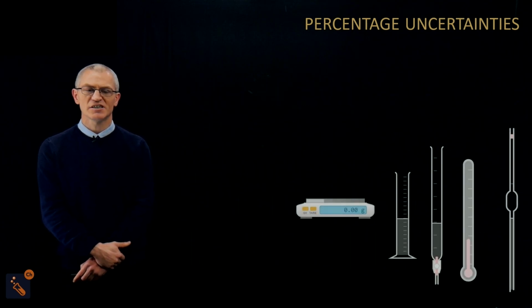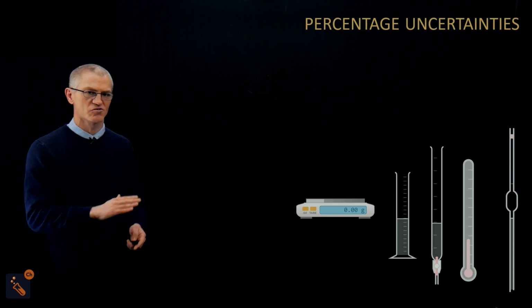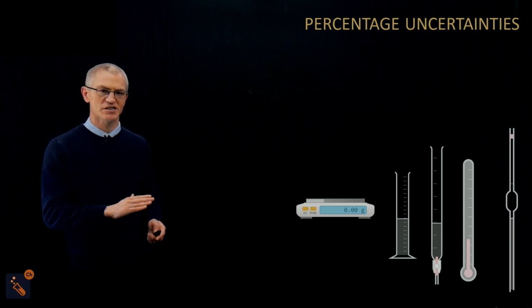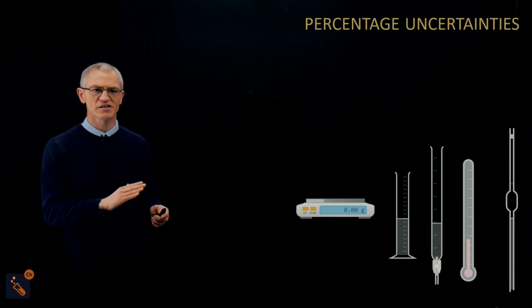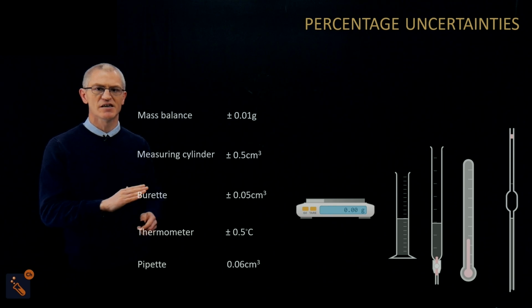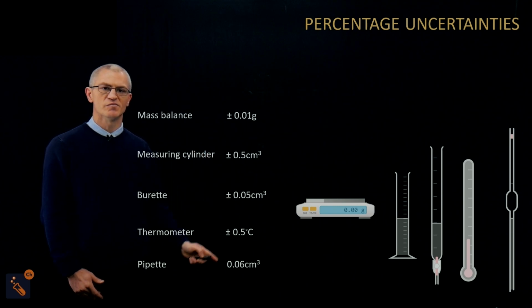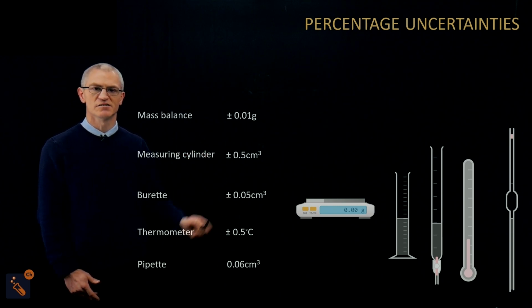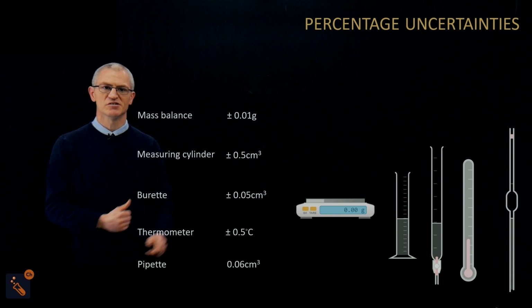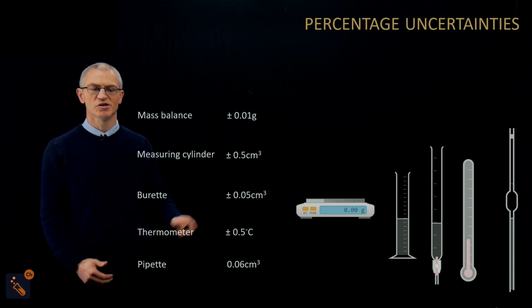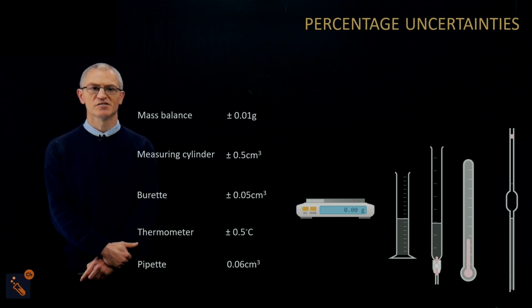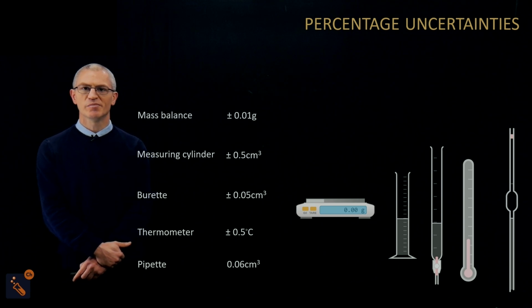Now, let's put that all in a bit more of a graphic way and make it a little bit easier. So if you look at these, I've now simplified it, and now I've got all of my apparatus and I've got all of my uncertainties listed. Okay, and I've got my pictures. You can see my mass balance, you can see my measuring cylinder, my burette, my thermometer, and my pipette.